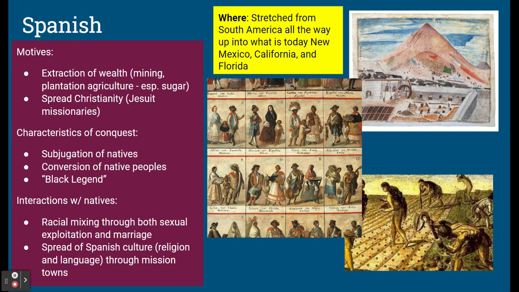So the subjugation of natives was really a big part of this. It also included forcing Spanish culture on them, particularly Christianity, but also their language and, to a certain extent, their style of dress. This really earned the Spanish a pretty bad reputation amongst other European states. It's sometimes called the Black Legend.